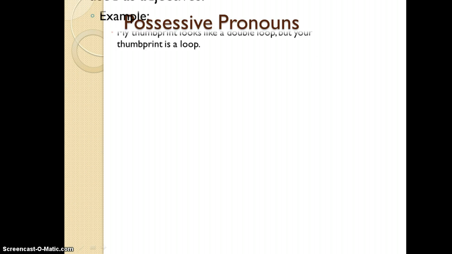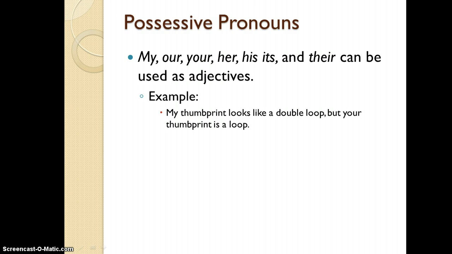Possessive pronouns. My, our, your, her, his, its, and their can be used as adjectives. I know it's very tricky. So look at the example. My thumbprint looks like a double loop, but your thumbprint is a loop. So my modifies thumbprint, and obviously this lesson is all about our fingerprints and different types of fingerprints.